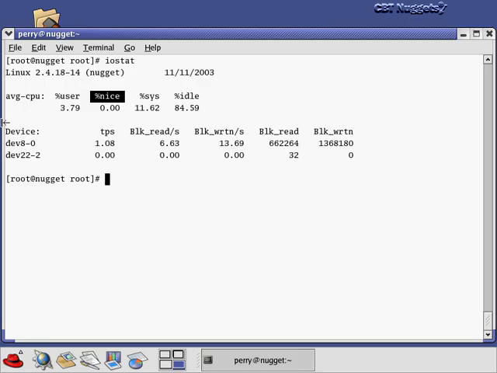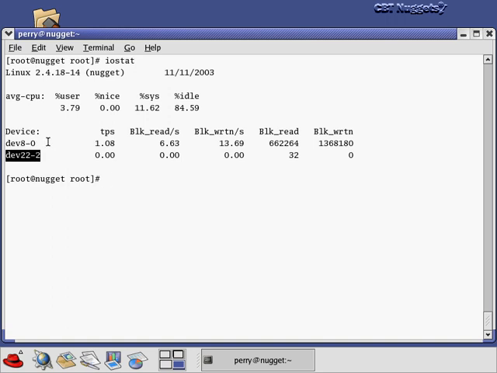Then for the various devices on the system, the rates are given as follows. This is the number of transfers per second. This is the number of blocks read and blocks written per second. And this is just the total number of blocks read and blocks written to this device. Now this device is my first SCSI disk, /dev/sda. This one has to do with my CD or something like that.